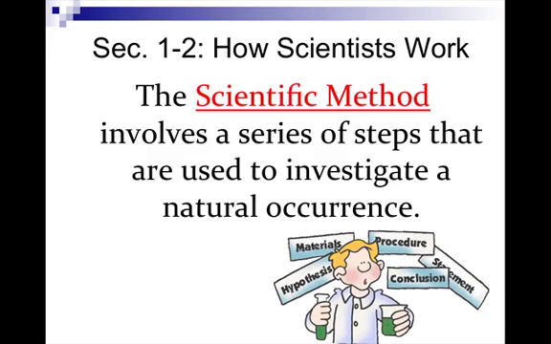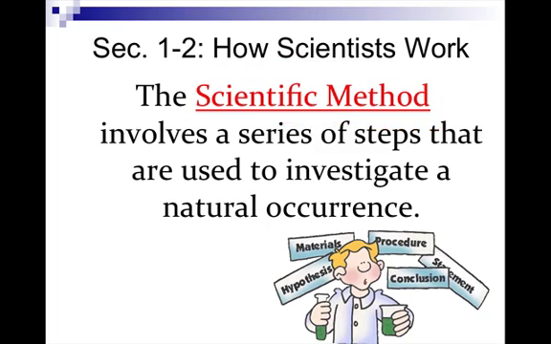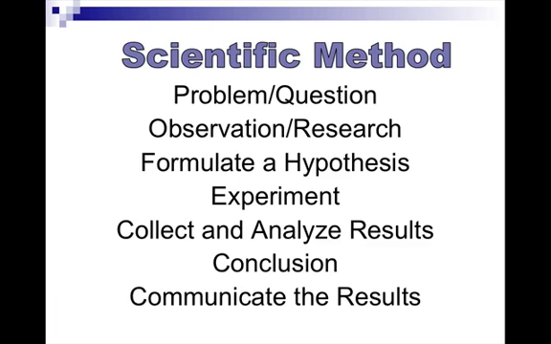And as far as definitions go, here is your very important definition. What is the scientific method? So, the scientific method is, and you'll want to make sure that you write this down and remember this, a series of steps that are used to investigate a natural occurrence. So, let us take a closer look at the steps and the terminology you will need to understand before starting a science experiment. These are going to be the 7 steps to the scientific method.